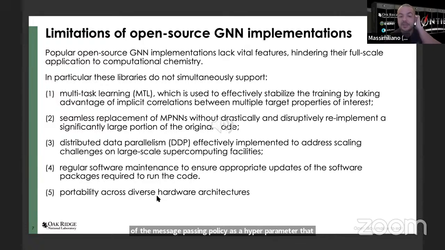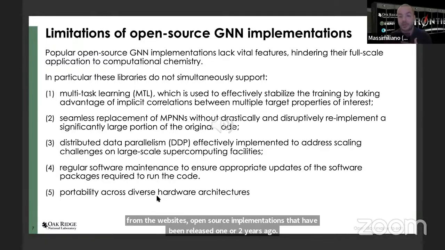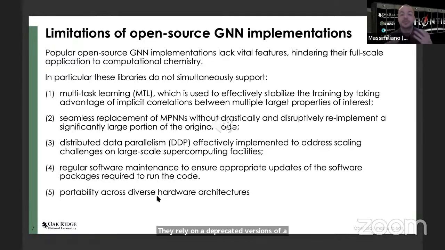Obviously, in terms of scalability, distributed data parallelism is extremely important to enable the scalable training of graph neural networks on large volumes of data. And then last but not least, the maintainability of the software. The code relies on software packages that are always updated. And it may have happened to you as well that sometimes when you download from websites open source implementations that have been released one or two years ago, they rely on deprecated versions of packages. And therefore, this precludes the correct behavior of the model when you try to use it for your own application.